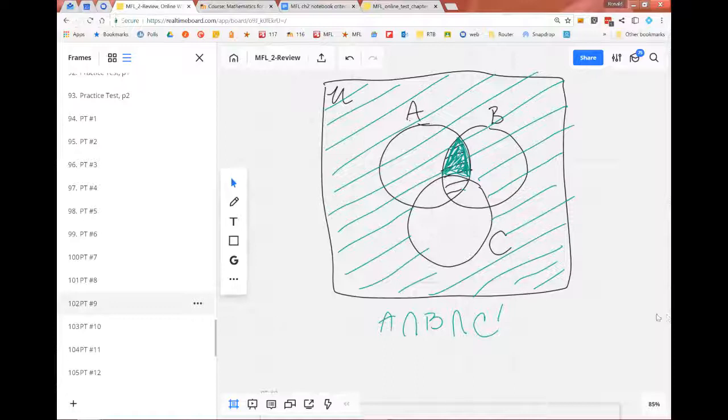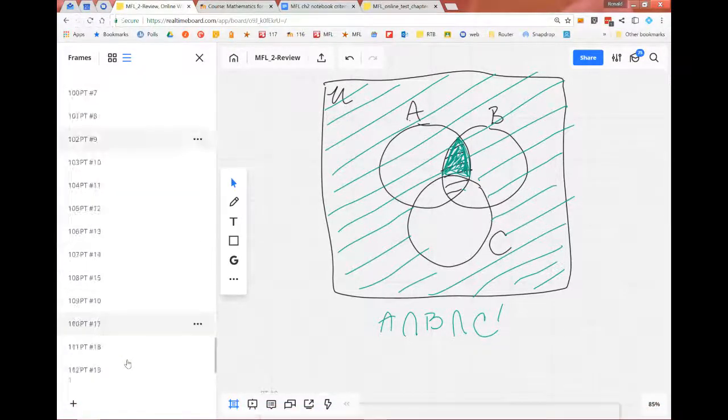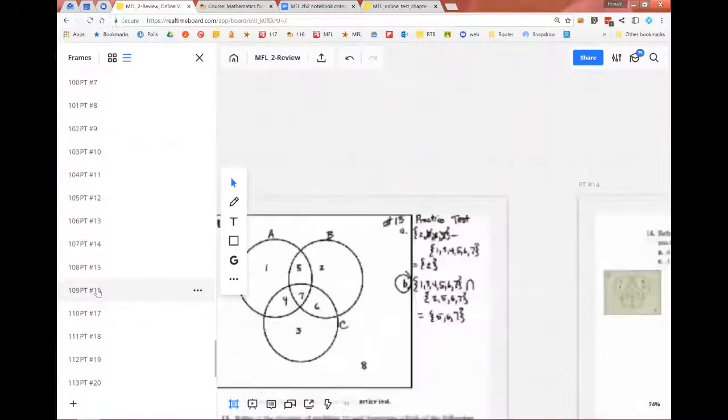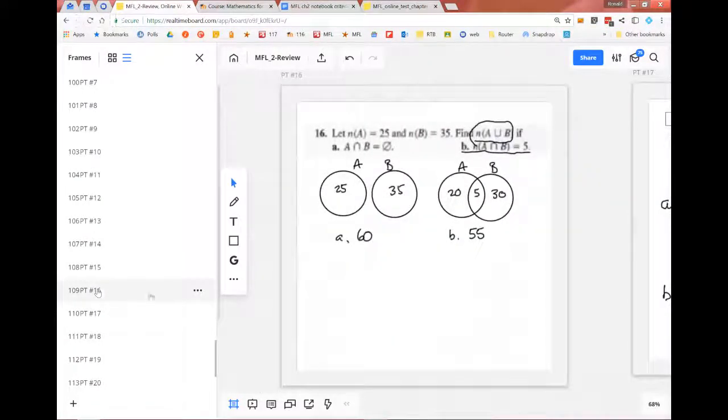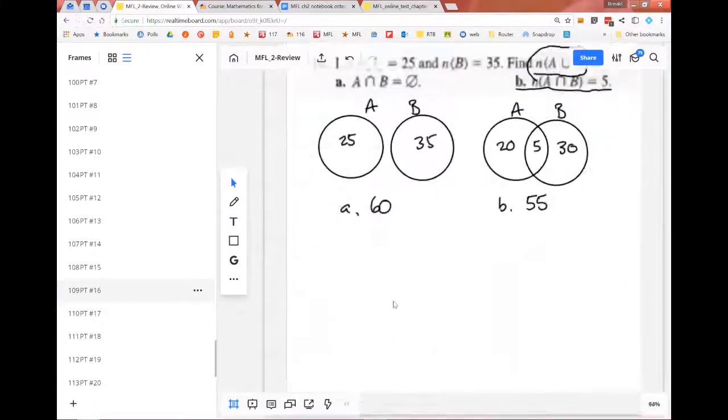Could we possibly do 16 and 17? You bet. Okay, here's number 16.